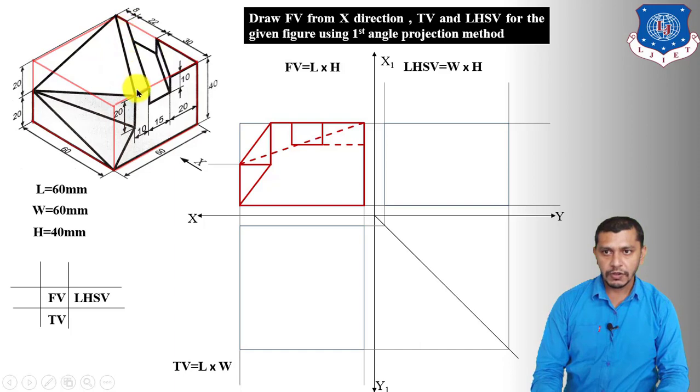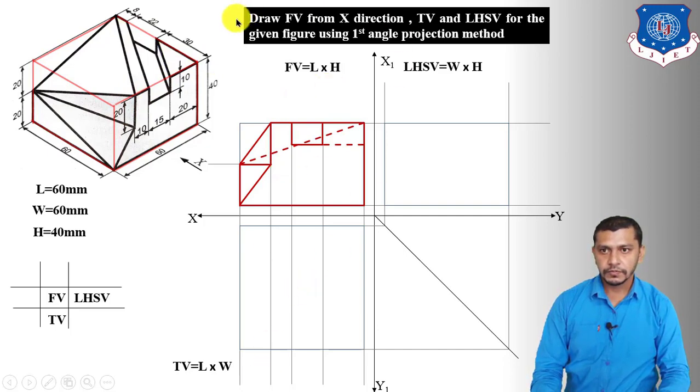So we will try to draw this part, this slot and this part in the top view. First of all, project all the edges of this part, that means this edge, this edge, this edge from the front view. So project this edge, this edge, this edge from the front view, that means this corner point, this corner point, this corner point and this corner point from the front view.